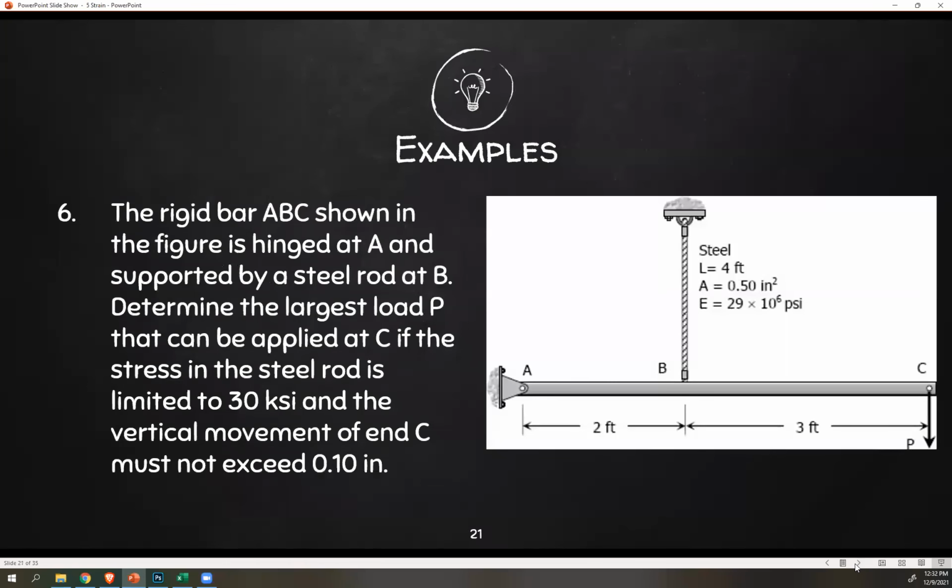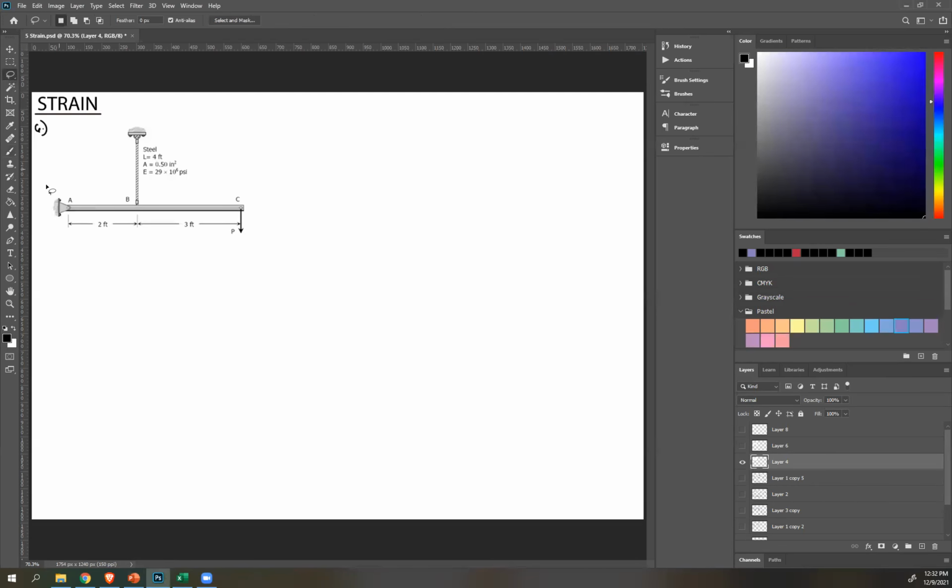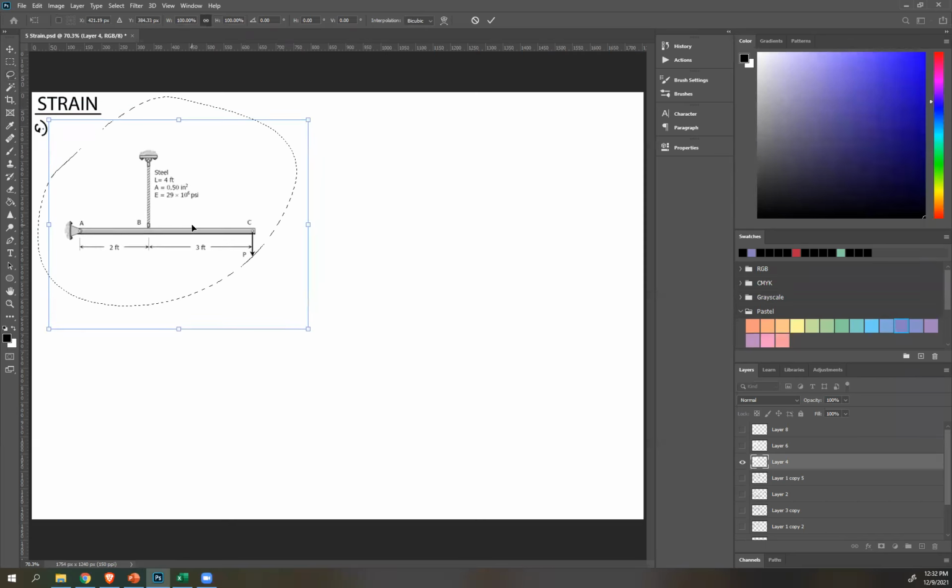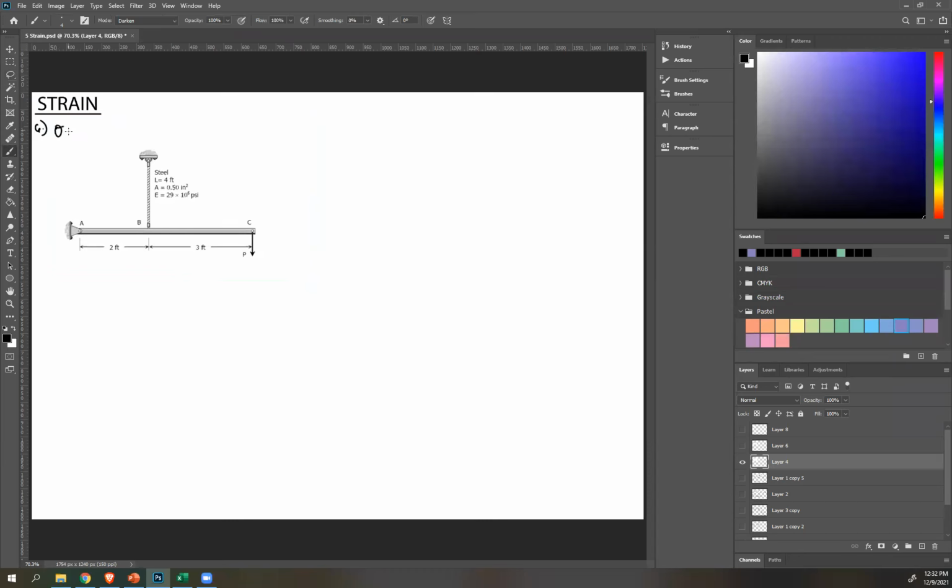Number 6, the rigid bar ABC shown in the figure is hinged at A and supported by a steel rod at B. Determine the largest load P that can be applied at C if the stress in the steel rod is limited to 30 KSI. Stress in steel, 30. So let's write that. So stress is sigma in steel, 30 KSI.